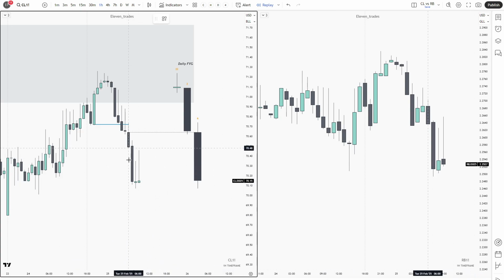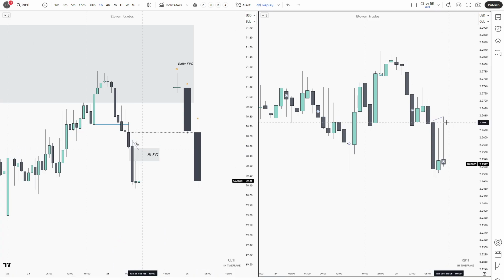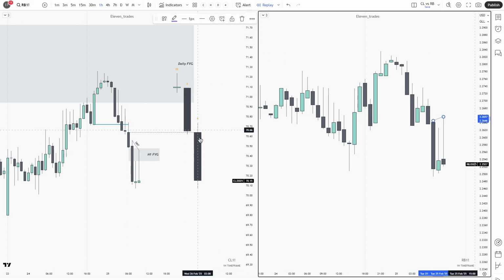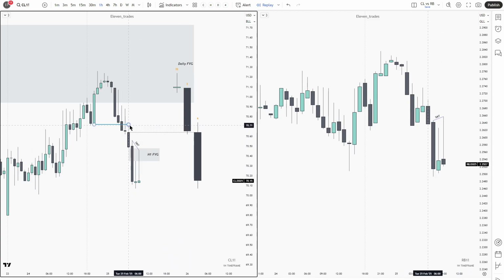So here we have an internal range liquidity pool, a fair value gap, and also we have an SMT divergence confirming our reversal. The crude oil made a lower low. This candle is not taking this candle's high, while on the gasoline chart we are taking that candle's high. So that means the crude oil is weaker. So we have our first step daily bias, a change in the state of delivery, an hourly point of interest.